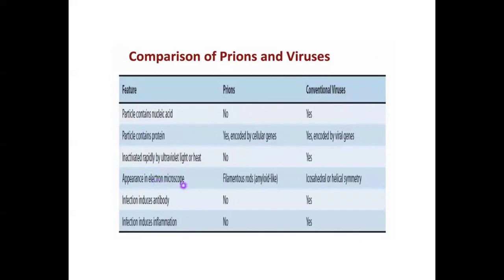Appearance in light microscopy. For prions, the appearance is filamentous or amyloid-like. We're going to see the picture. For conventional viruses, it depends. It can be icosahedral or helical in shape. Infection induces antibodies. Prions are very unique: the immune system is not activated. This is because the prion protein is very similar to the protein we have in our body. But for conventional viruses, yes. Infection induces inflammation. As I've said, the immune system is not activated, so there won't be inflammation when you're affected by these prion proteins. But for conventional viruses, yes.